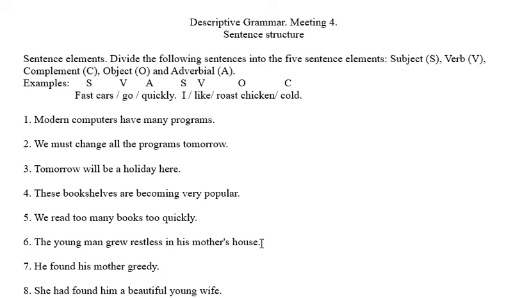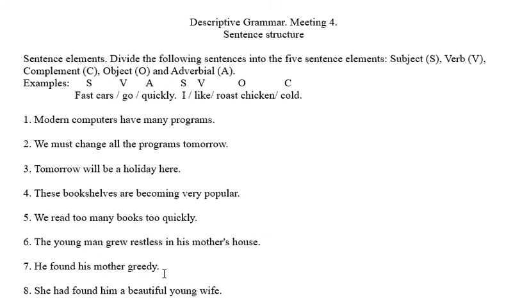Okay. Sentence number 7, he found his mother greedy. Okay, this is slightly different. So he, of course, is the subject. Found is the verb. And then we've got his mother greedy. So his mother, okay, she is the object of the verb found. Okay, but greedy is the description of the mother. So greedy here is a complement. It's an object complement. So here we have subject, verb, object, complement. Okay, so it's not a question of having either an object or a complement.